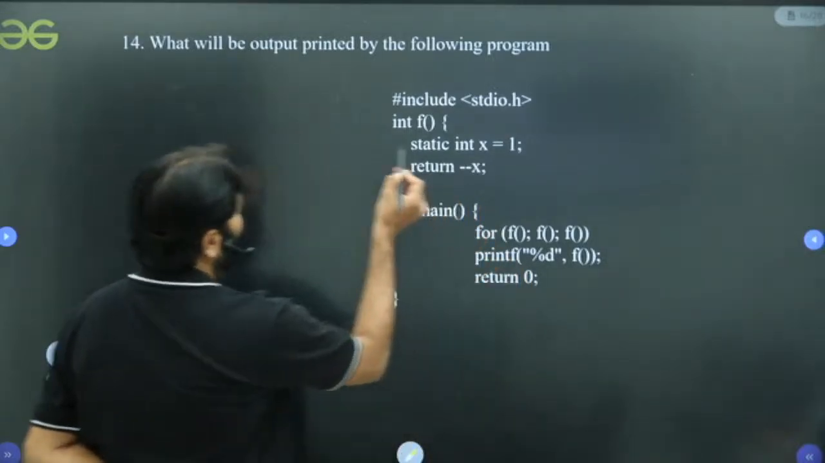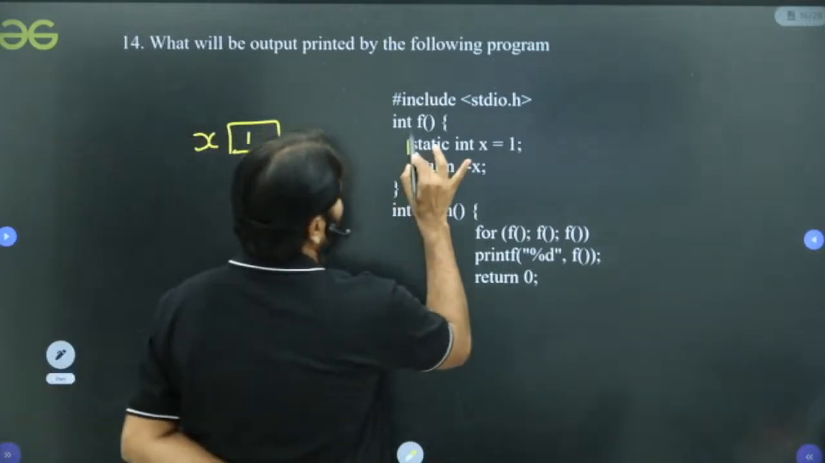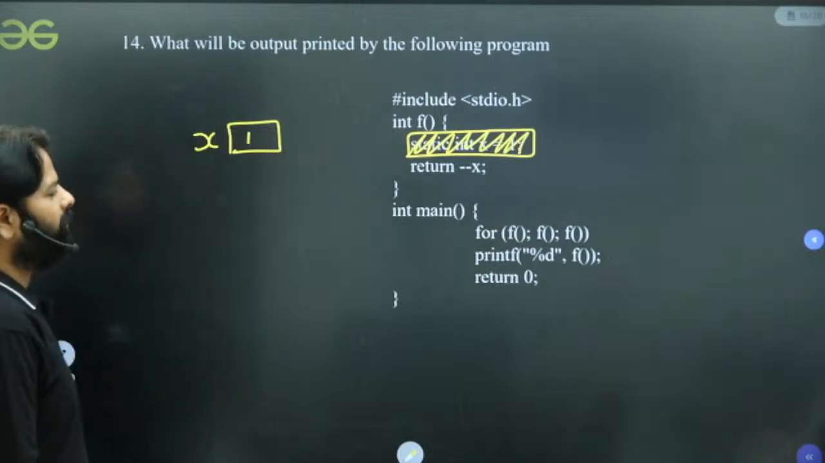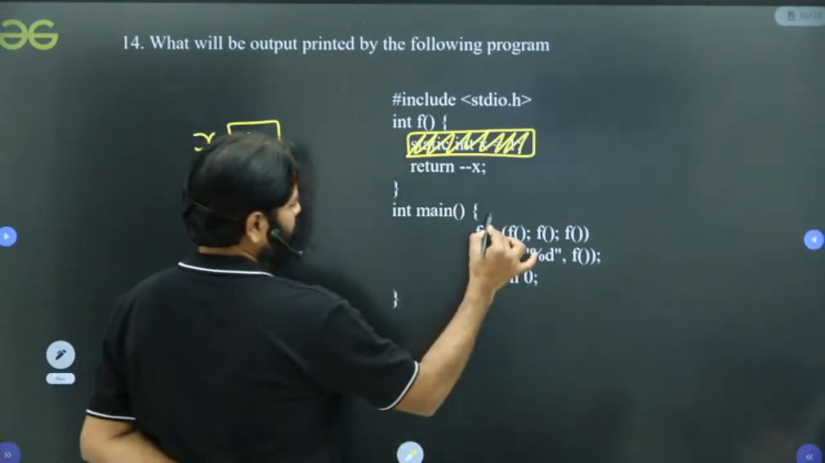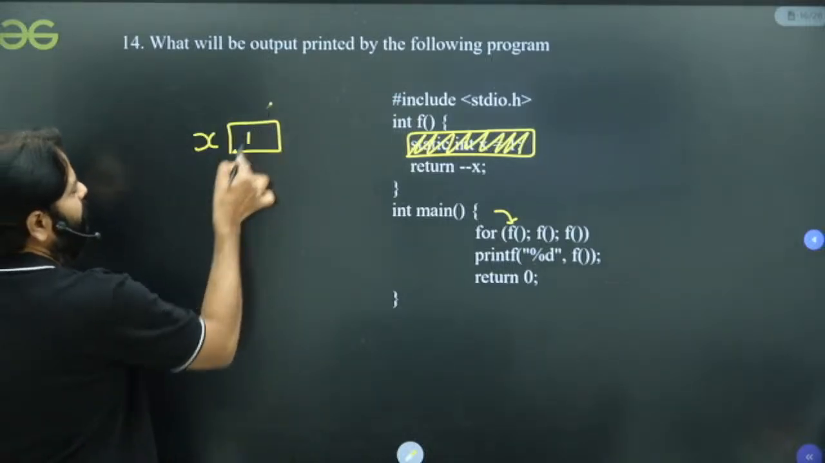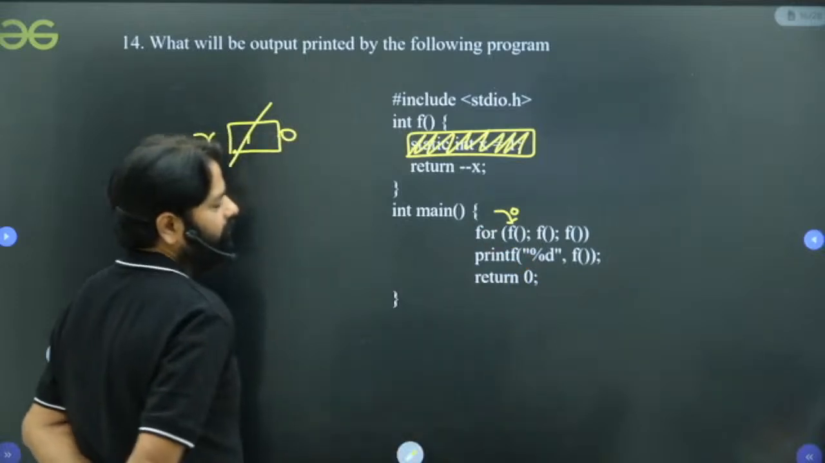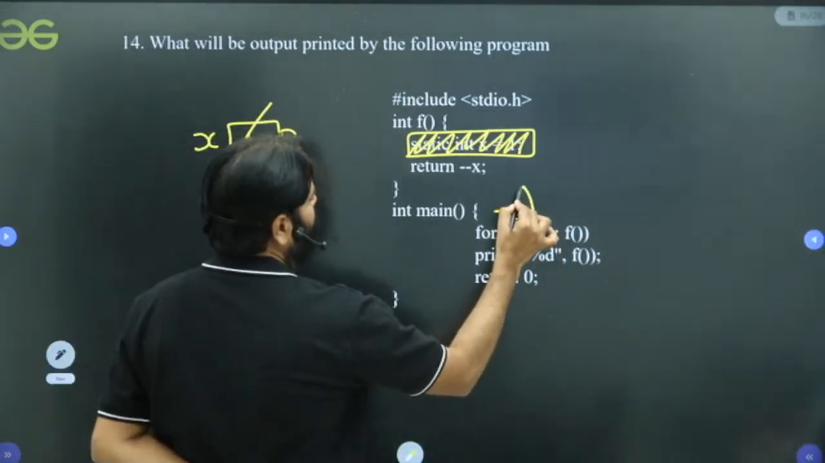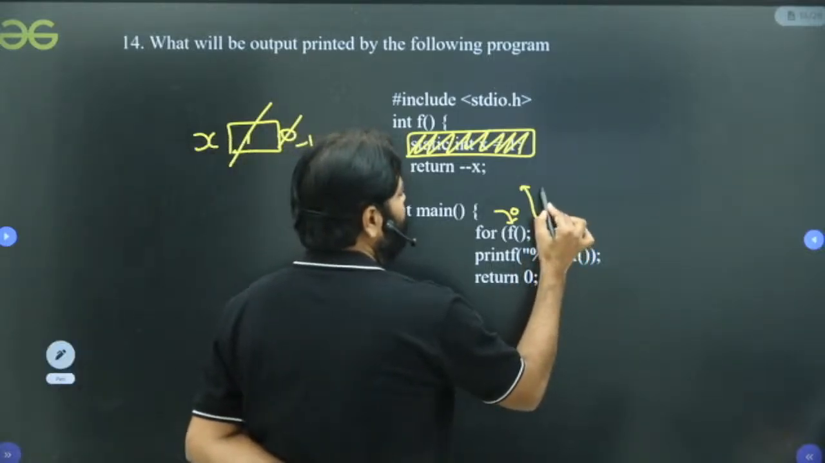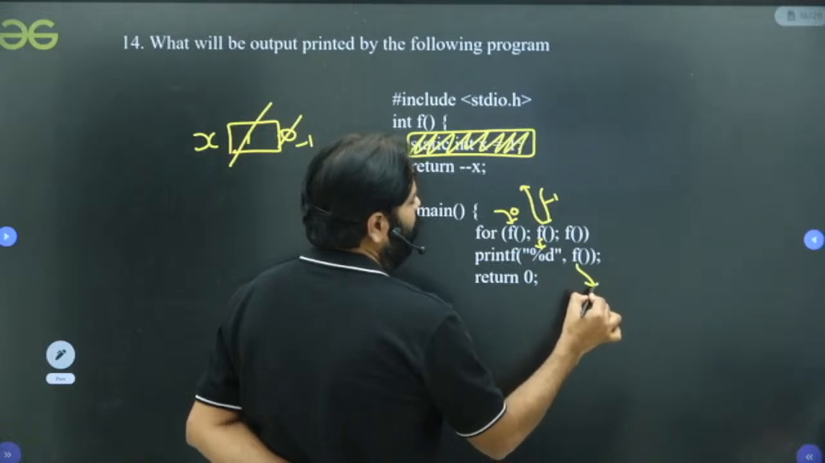First time, here x is there always, right? X is initially 1, keep it and delete this, because you should not see that ever again. Now start executing f, what does it return? Minus minus 1. Will it become 0? Yes. Now this will call, and what will it return? Minus 1. Minus 1 is non-zero.